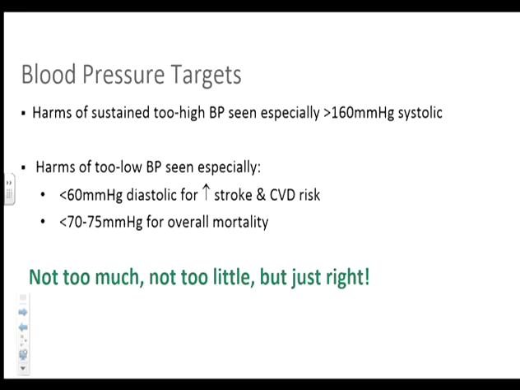So if that bottom number is less than 60 millimeters mercury, we can see an increased risk of stroke and again, cardiovascular disease risk. And if it's as low as 70 over 75, which isn't that low, there's an increased risk of mortality. So again, we see that J curve existing for mortality with both too high or too low of blood pressure. So we want to ensure we're not treating too much, we're not treating too little, but we're treating just right. It's our little Goldilocks principle when it comes to approaching blood pressure.